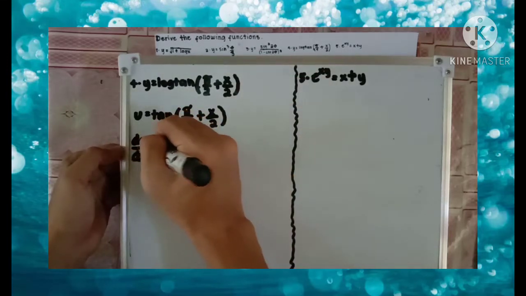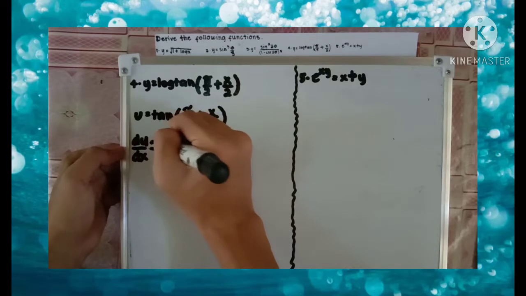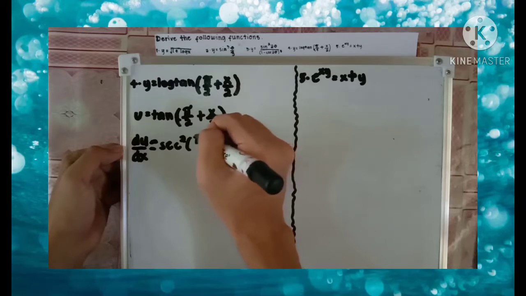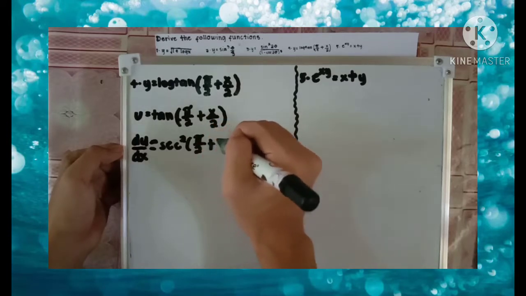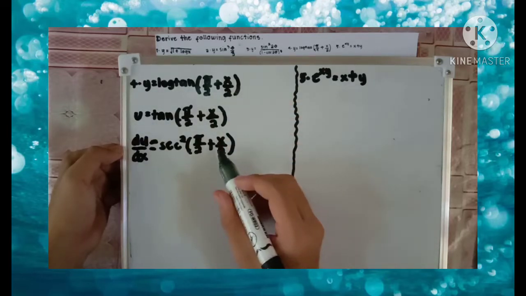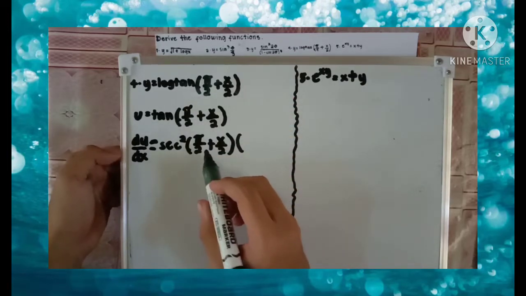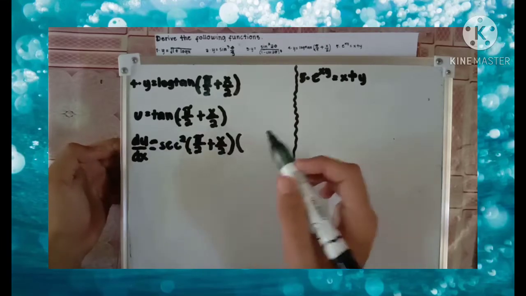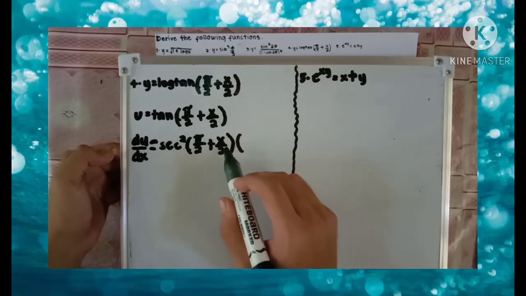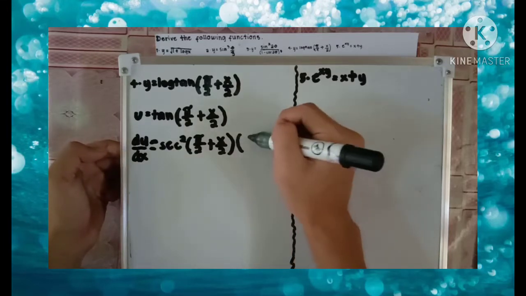And our du dx is equals to the derivative of tangent, which is secant squared, quantity phi over 2 plus x over 2 times the derivative of inside. So, ang derivative ng phi over 2 is 0. So, hindi na siya i-include dito. So, plus the derivative of x over 2, pwede tayong gumamit ng quotient rule, which is mag-i-equal siya sa 1/2.